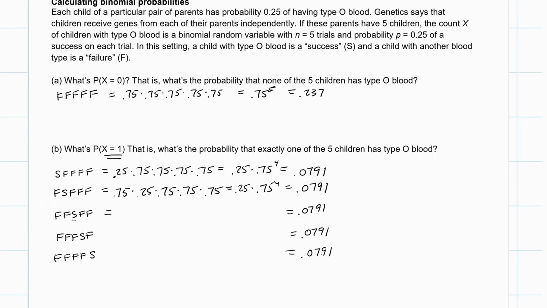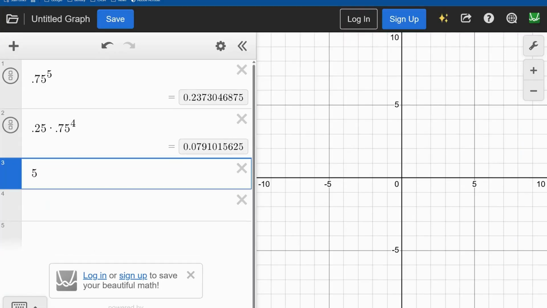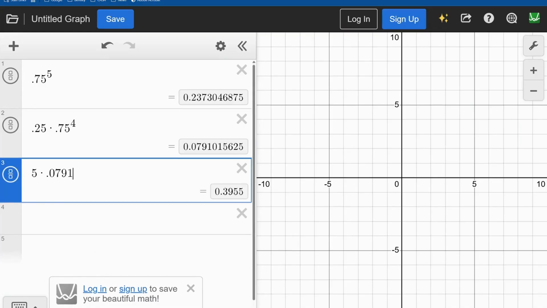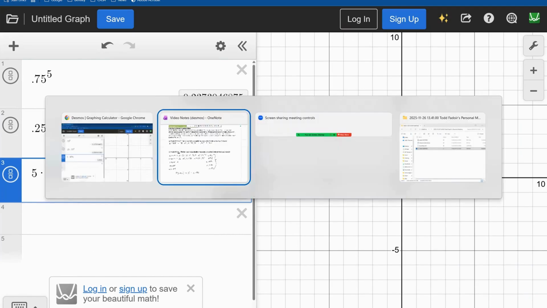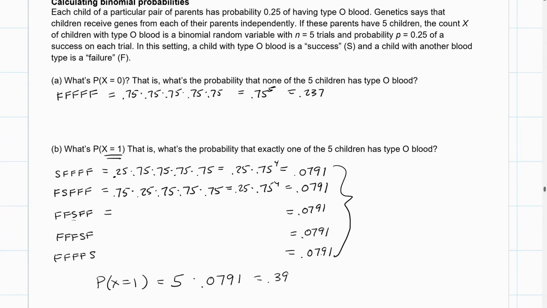So what would we say the probability then of having exactly one success in these trials? Well, I would say it's 5, because we have 5 different ways that you might encounter one success, times that probability of 0.0791. 5 times 0.0791 is about 39.55%, or 0.3955. All right, I think you handled that one pretty well.